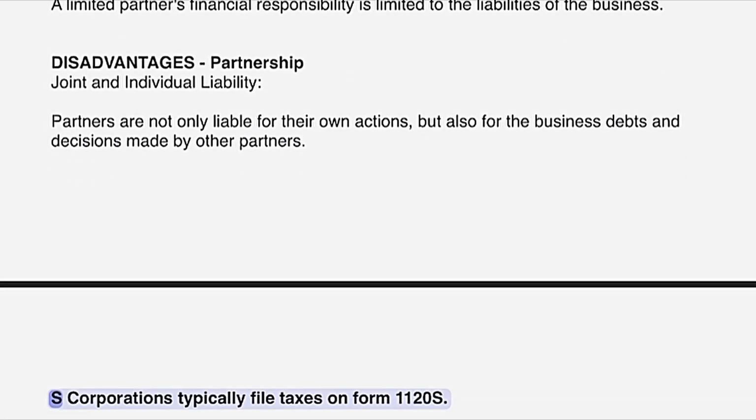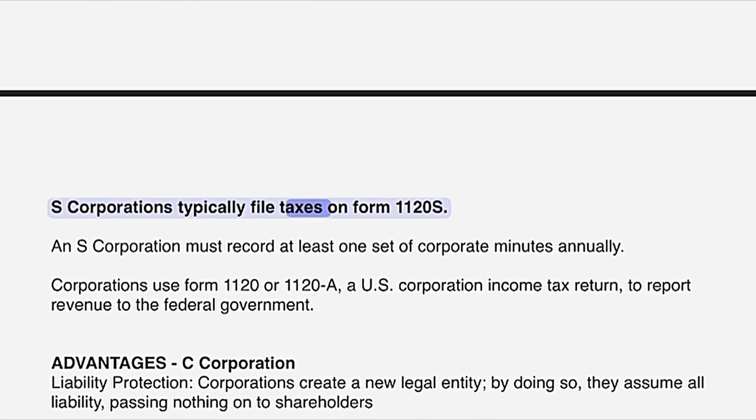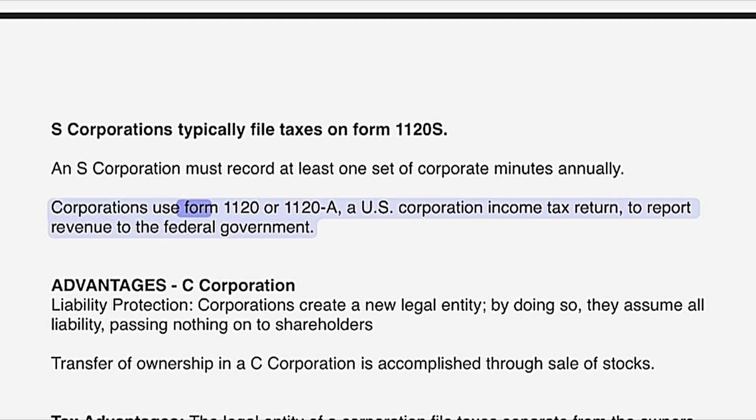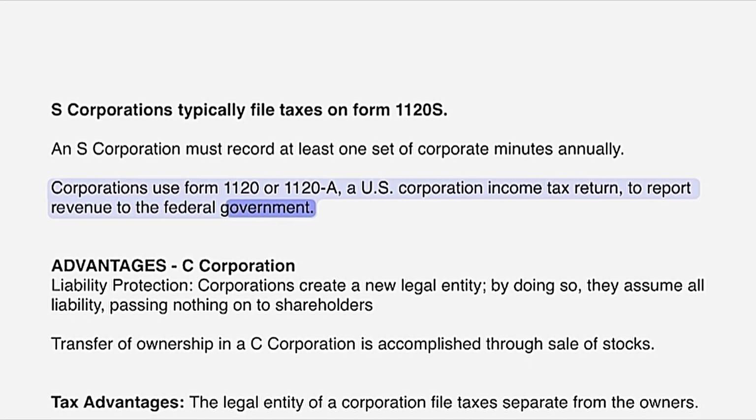S corporations typically file taxes on Form 1120S. An S corporation must record at least one set of corporate minutes annually. Corporations use Form 1120 or 1120A, a U.S. corporation income tax return, to report revenue to the federal government.